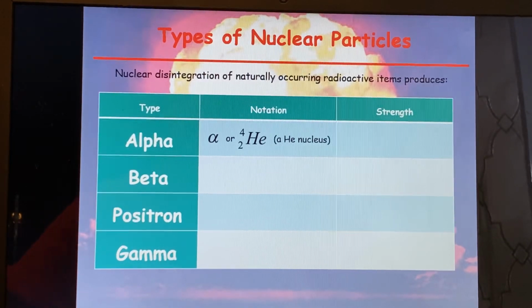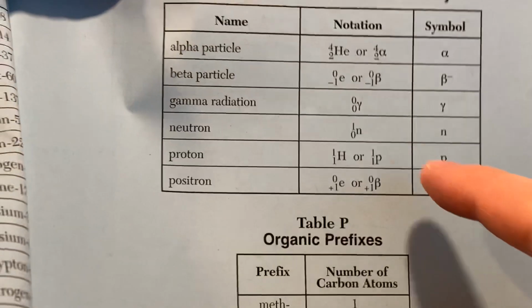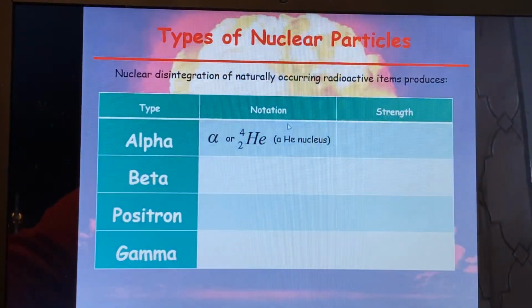And then on your reference table, just to show you, you'll see that alpha particle is 4/2 He, or they'll put 4/2 alpha. Remember, these numbers are important. The top number is the mass number, which is the protons plus the neutrons. The bottom number is the atomic number, which is just the number of protons.